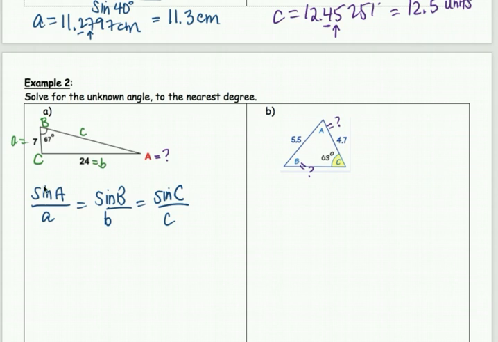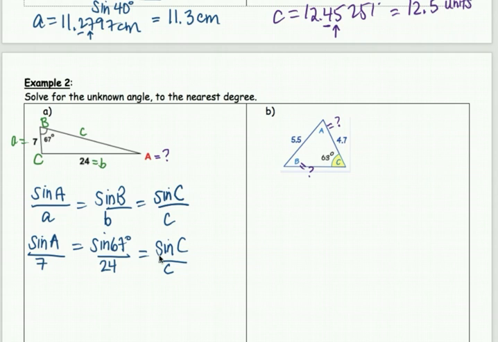All right, let's fill it in. Angle A, we don't know it, so I'm just going to leave it as sine of A. Side A is 7. Sine of B is 67 degrees, so I'm just going to fill the B in with the angle. And then side B, little b here, is 24. Angle C, I don't know it. Don't know it. And side C, I don't know it.